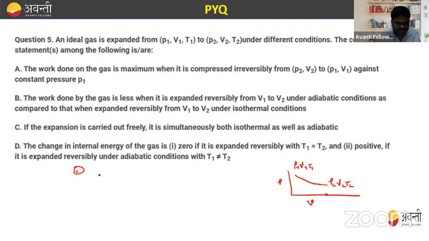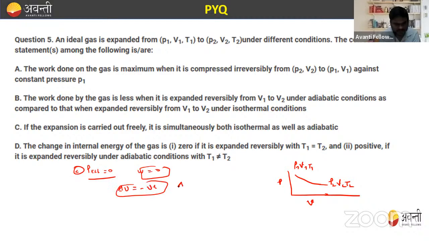In free expansion, P external is 0. So, if P external is 0, it means work done is also 0. So, for the isothermal reversible process, delta U becomes negative.